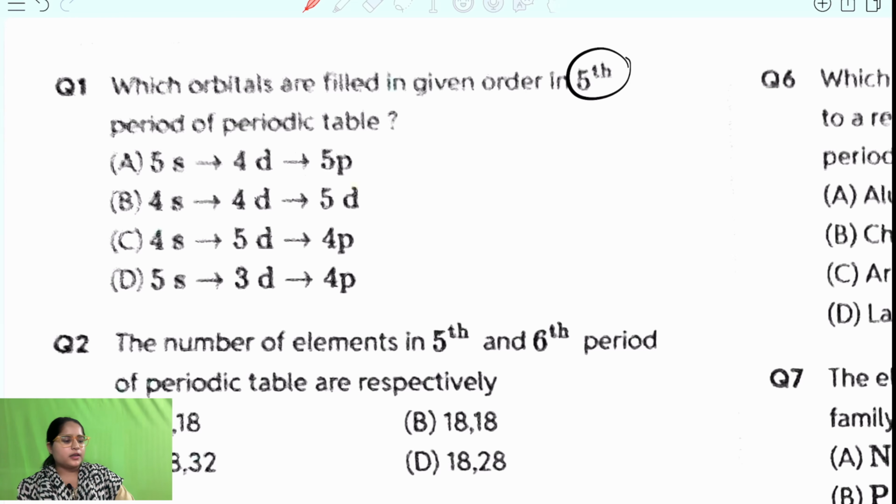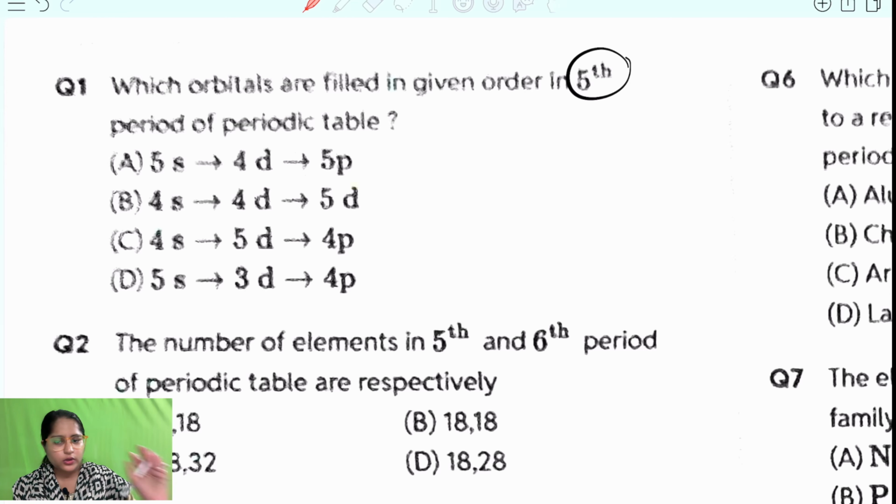Okay, let's start. Which orbitals are filled in given order in the fifth period of the periodic table? Whenever they are asking you the order, the simple concept is, fifth period they are asking. So in the start we will write down s, at the end we will write down p, okay? s and p always have the same principal quantum number. Fifth period is indicating the principal quantum number value. Sixth period means 6s 6p, fifth period means 5s 5p, fourth period means 4s 4p, clear?